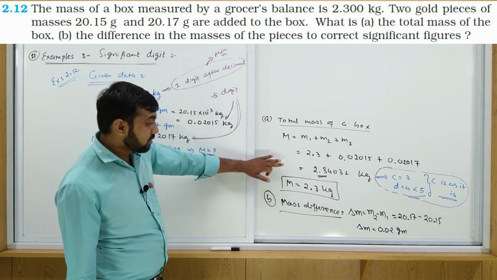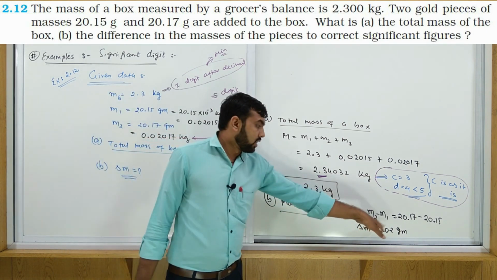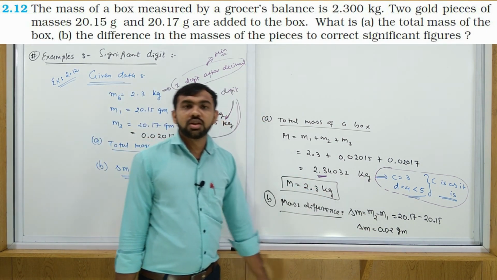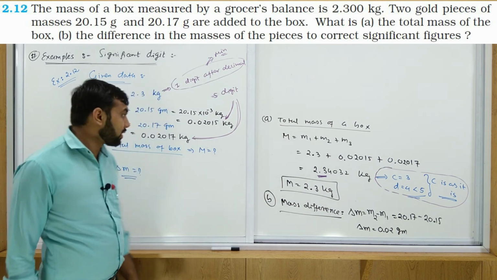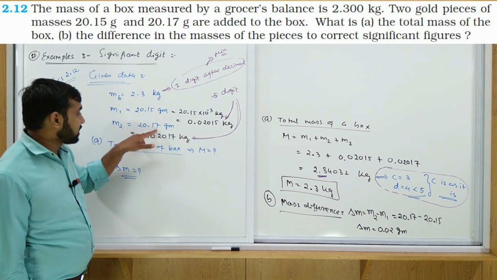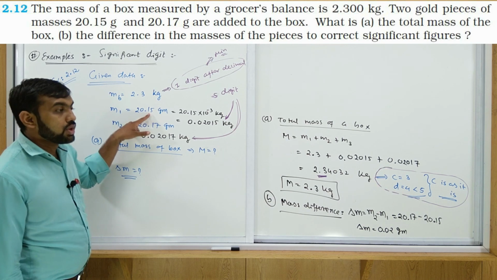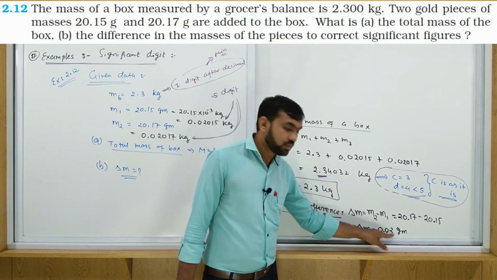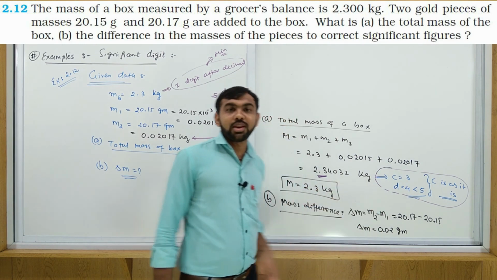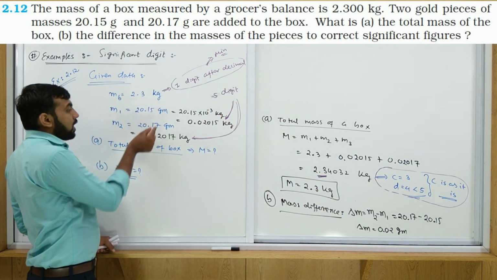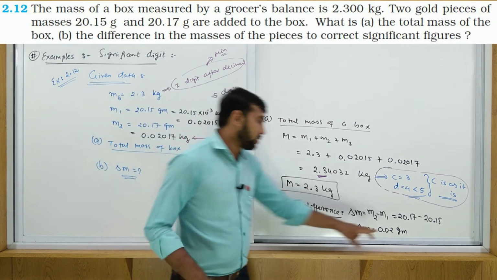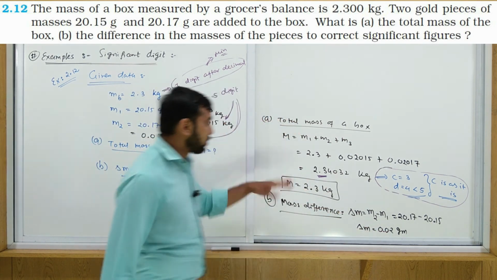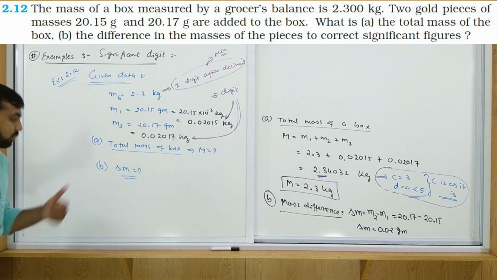This is our answer in case of summation. Mass difference is again subtraction. Mass difference means what? Subtraction. How many digits after decimal here? 2. How many digits here? 2. So you must write the answer with 2 digits after the decimal point. How many digits are present here? 2. Here also 2. Okay, that's clear to all of you. All of you must note this example in your books properly. Note it.